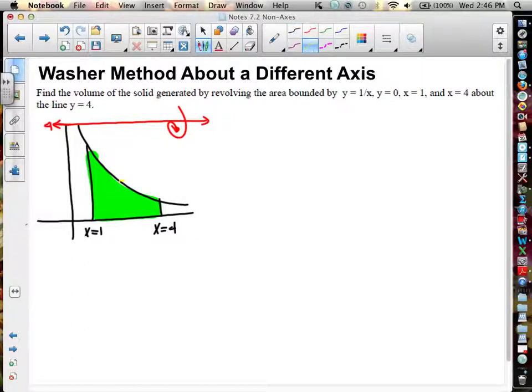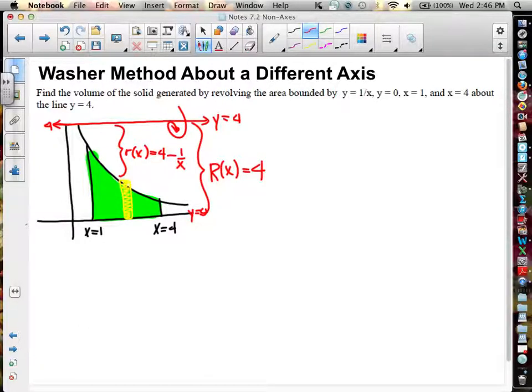I draw my rectangle perpendicular to the axis of rotation. I'm looking at my 2 radii. I have a big radius, the end of the rectangle to the axis of rotation, and then I have a little radius, the other end of the rectangle to the axis of rotation. The big radius, this distance from y equals 4 down to y equals 0, is 4. My little radius is from the axis of rotation, which is 4, to the curve, which is 1 over x. Since you're finding that distance, you're subtracting those 2 values.